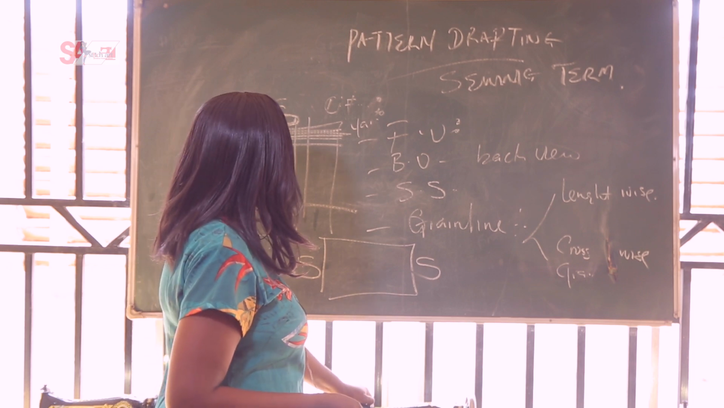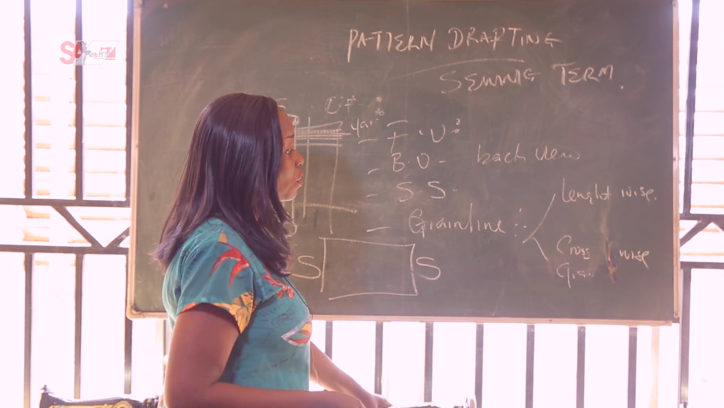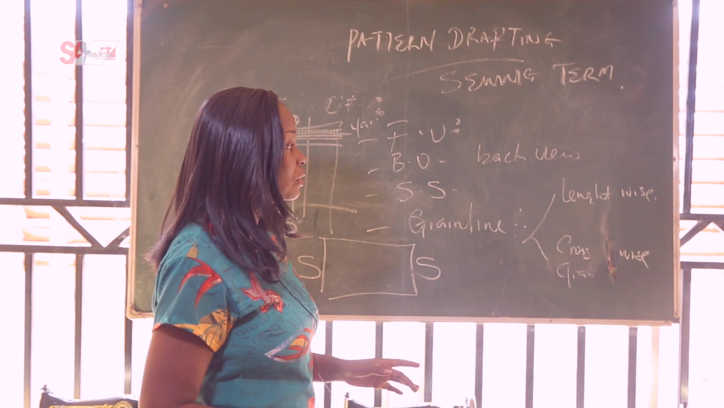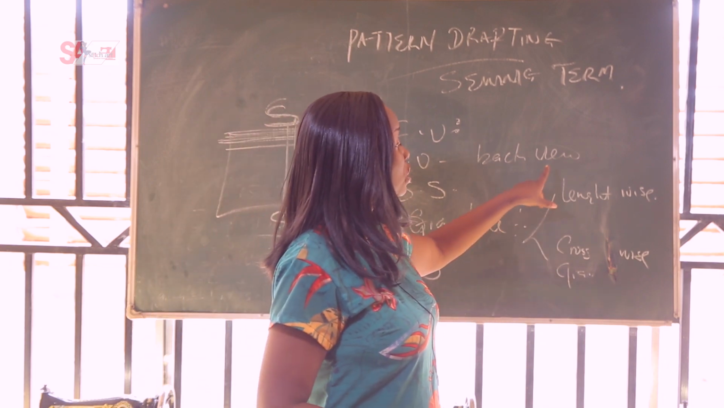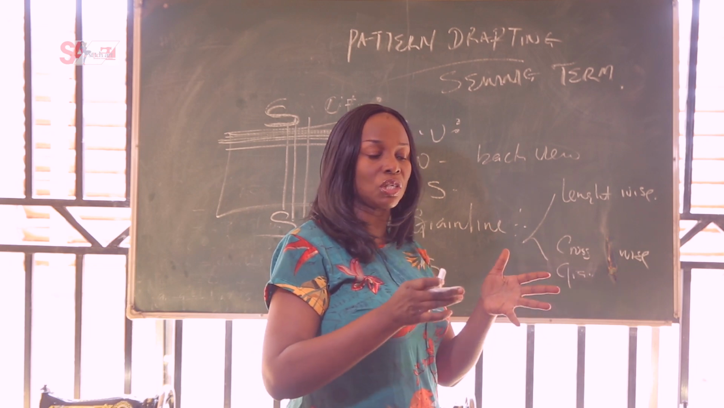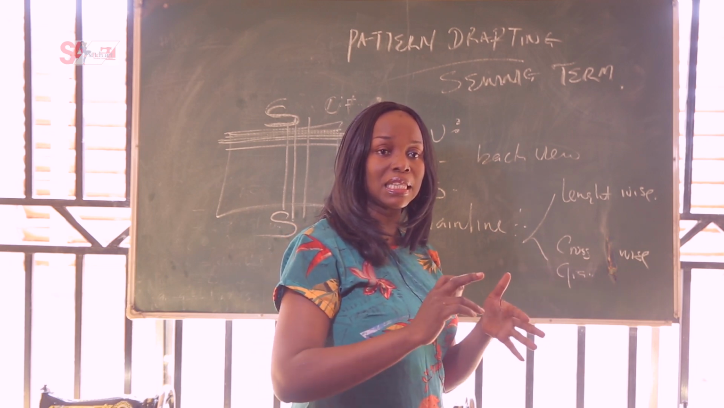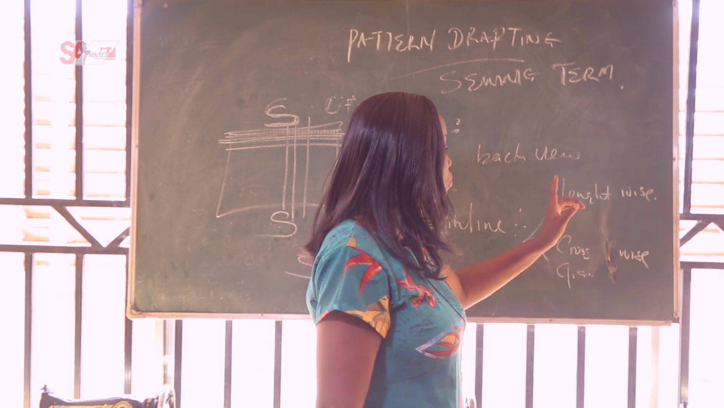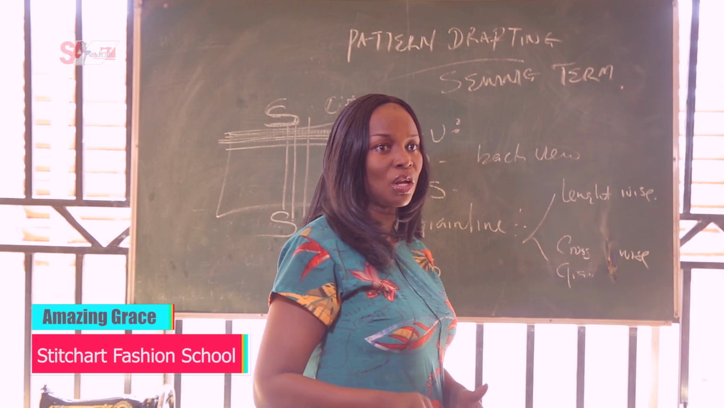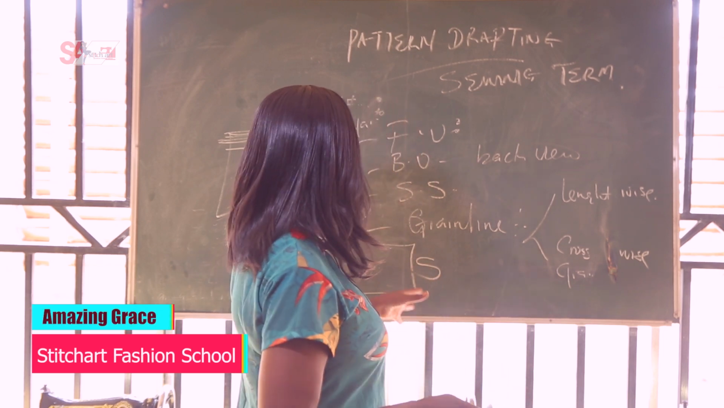And I'm saying the crosswise. We have lengthwise grain line and we have crosswise grain line. And when you are positioning your pattern, you position your pattern such that your length, as in the vertical measurements, such as blouse length, skirt length, trouser length, sleeve length, will align with your lengthwise grain line. You will not cut across the grain.